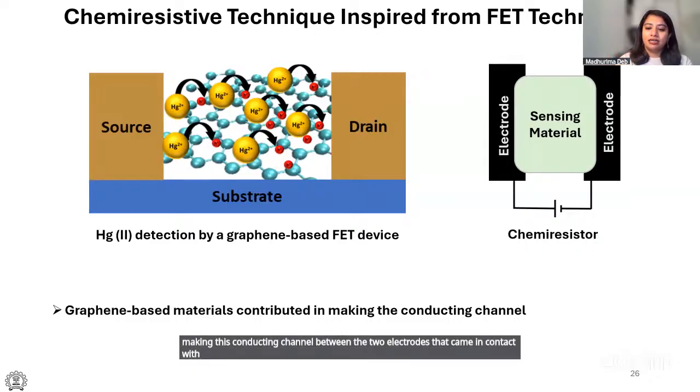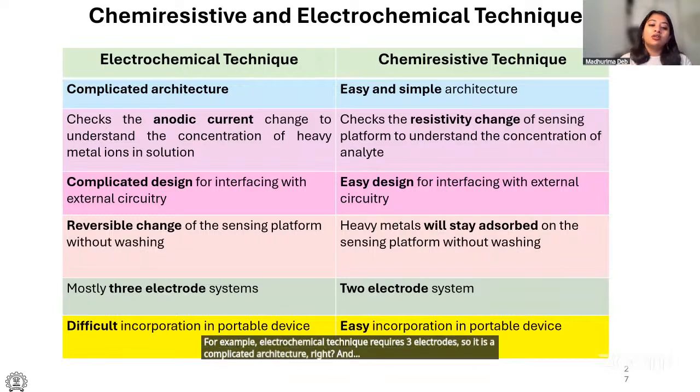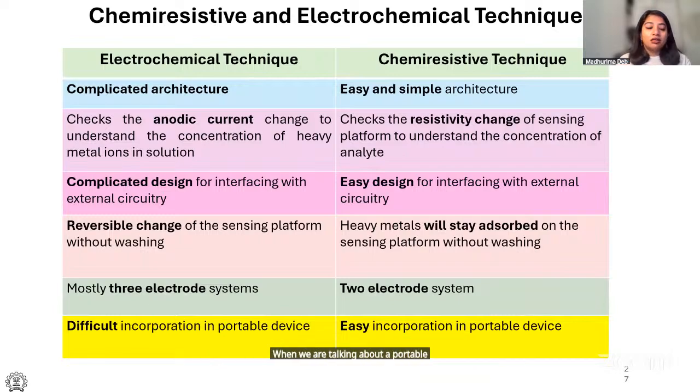I had a comparative study between electrochemical and resistive techniques before starting this work. For example, the electrochemical technique requires 3 electrodes, so it is a complicated architecture, right? And when we are talking about a portable device, a complicated structure like an electrochemical sensor for water sensing is a bit difficult.